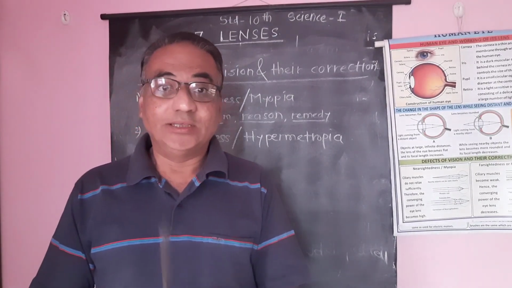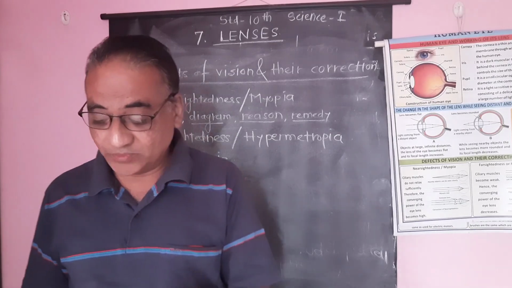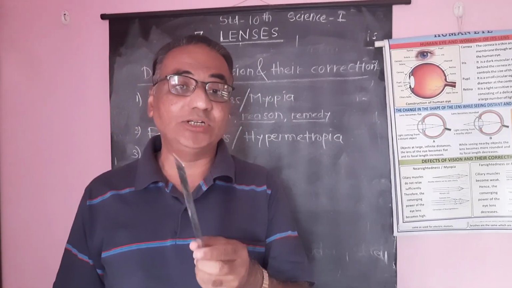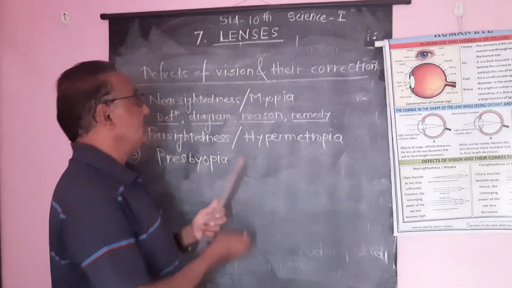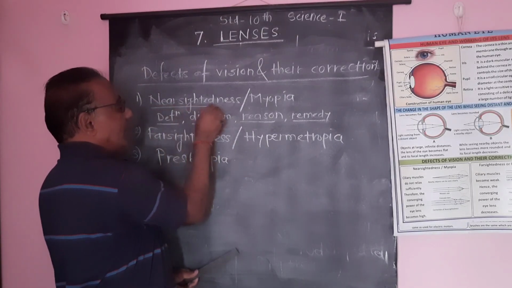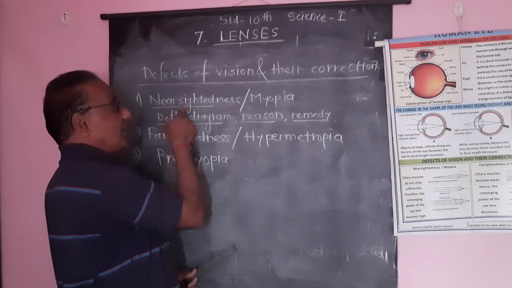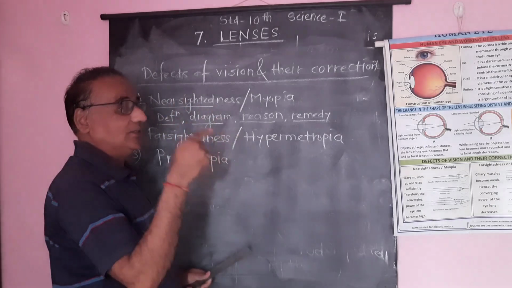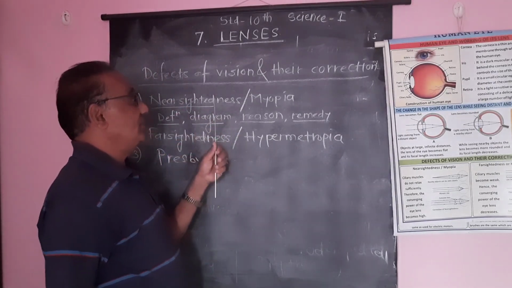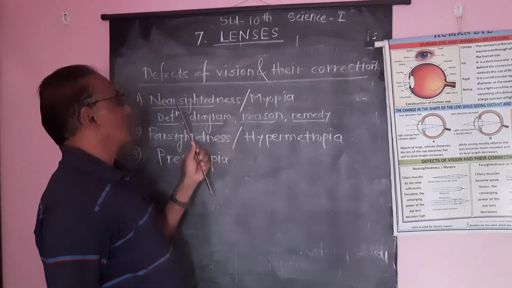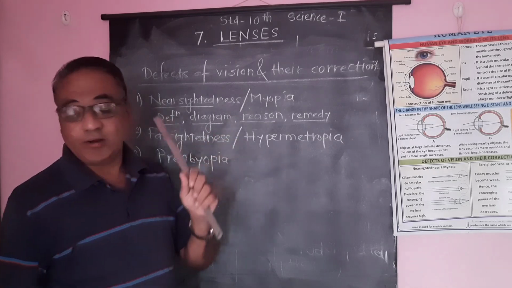In this case, the eye can see nearby objects clearly but cannot see distant objects clearly. Now the words themselves give us the meaning. Near objects can be seen easily but distant objects cannot be seen clearly. This type of defect of vision is called nearsightedness or myopia.